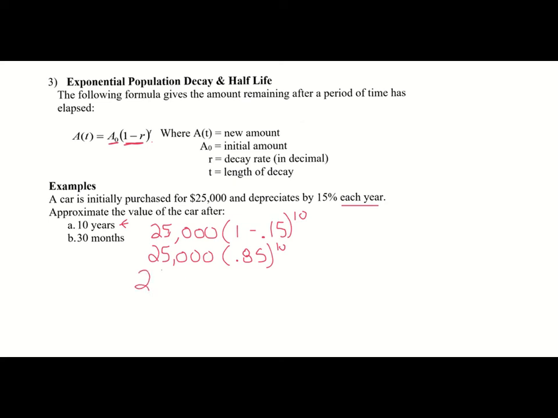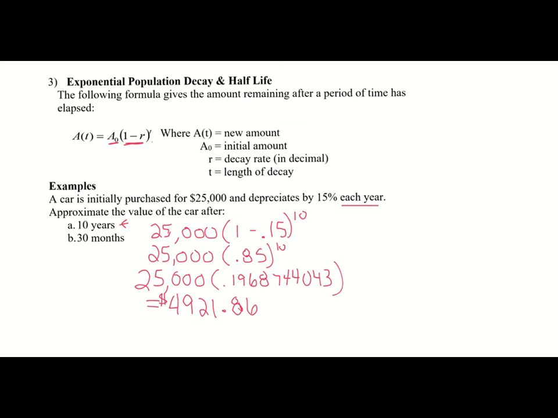It's going to give me 25,000 times 0.19687444043. And when I multiply that times 25,000, we end up with the car value after 10 years is $4,921, and I'm rounding to the nearest cent, 86 cents.